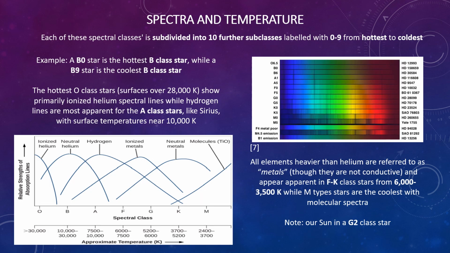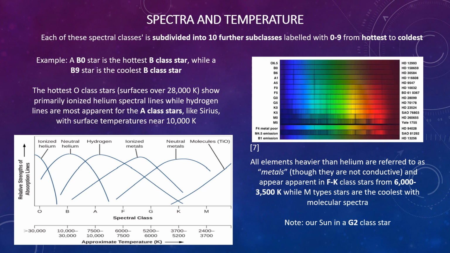These spectral types can then be further divided into subclasses from 0 to 9, from hottest to coldest in that spectral type. So for instance, a B0 star is the hottest B-type star, while a B9 star is the coolest B-type star. The hottest O-class stars, those with surface temperatures above 28,000 Kelvin, show primarily ionized helium spectral lines, while hydrogen lines are most apparent in A-class stars, like Sirius, who have surface temperatures near 10,000 Kelvin.